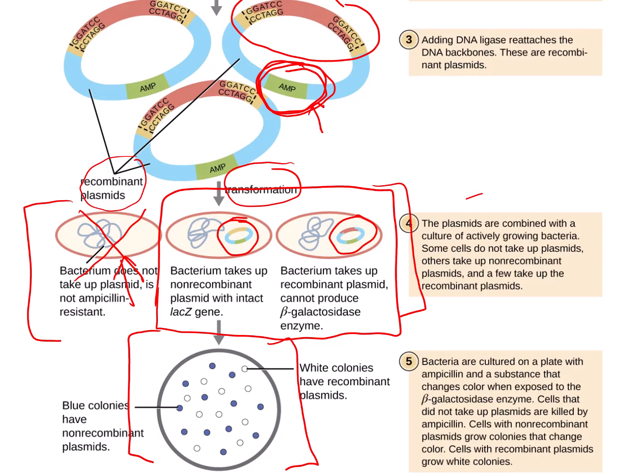But this one, I see that the LAC-Z gene is intact. Remember, when the LAC-Z gene is intact, it'll generate blue colonies, because that means the LAC-Z gene creates beta-galactosidase. That beta-galactosidase enzyme chops up X-gal, forming that blue product. So I don't want the blue colonies. That tells me I have not successfully inserted my gene of interest.